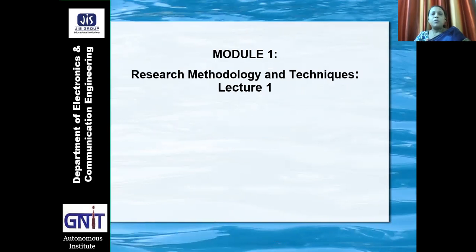Now this is module 1, Research Methodology and Techniques. The title of the module is Research Methodology and Techniques. This is lecture 1.